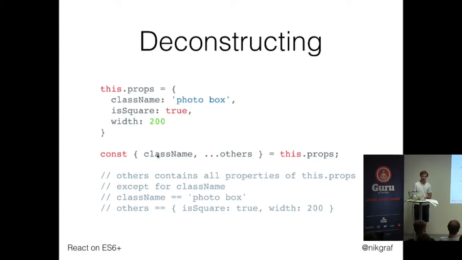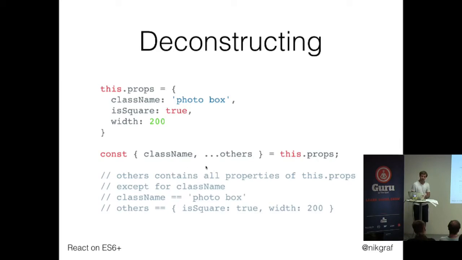What you can do with deconstructing an object is say that I only want to take out the class name, assign it to one variable, and then take the rest and put it onto another object. And you can even do, I want to take out the class name, I want to take out is square, and then put the rest in another object. Or you don't even care about the other object and you simply leave it out. And this ... always is for take the rest.